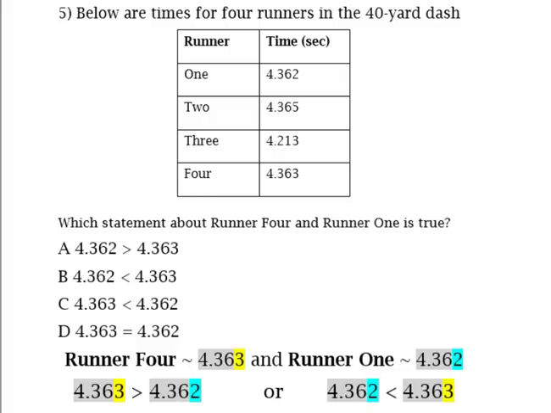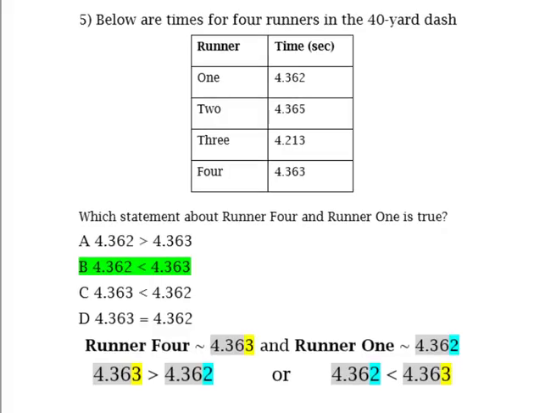Based on this information, can you tell me what is the correct answer choice? If you said B, you are correct. 4.362 is less than 4.363. In our workbook, we have a couple of problems for question number 5. Let's move to the next one. It is all information for this table.